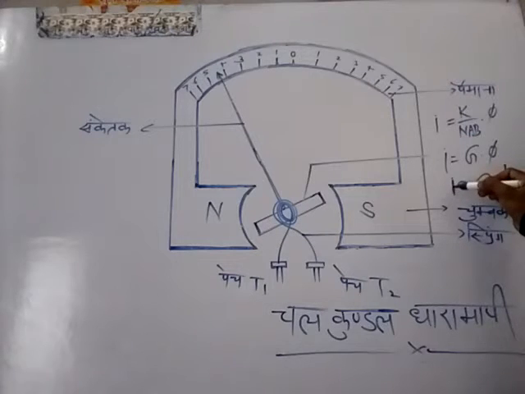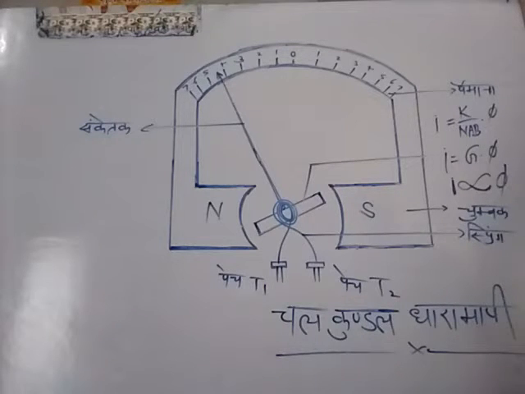Next, sensitivity of the galvanometer. If current flows in the galvanometer with minimum strength and the galvanometer produces a large deflection, a big deflection, so the galvanometer is very sensitive. The sensitivity of any galvanometer depends on the number of turns in the current carrying coil, the area, and the magnetic field between the magnetic poles.